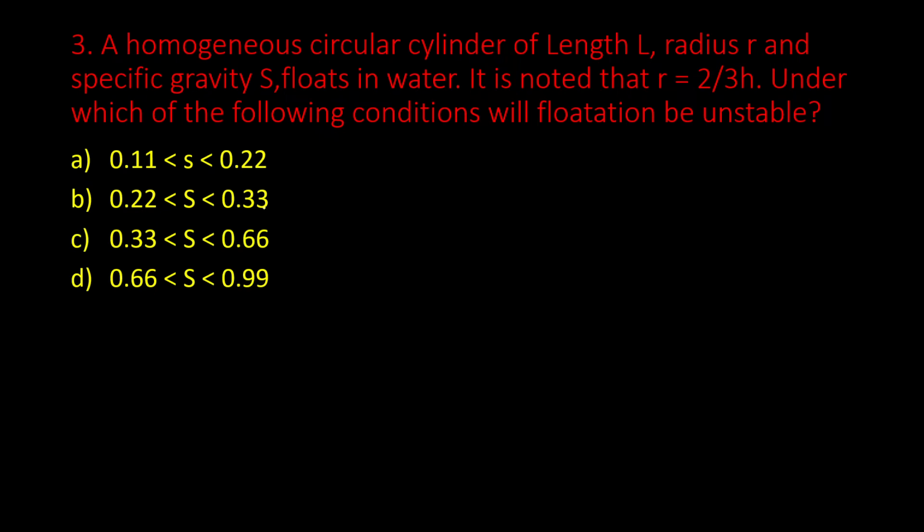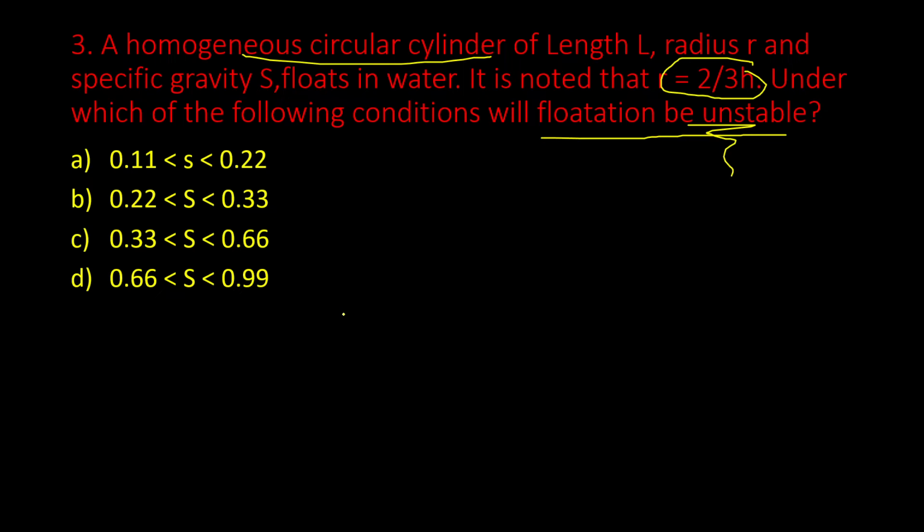A homogeneous circular cylinder of length L, radius r, specific gravity S floats in water. It is noted that small r is equal to 2 by 3 h. Which of the following condition will flotation be unstable? So we have to find the condition of specific gravity for which the flotation of this circular cylinder will be unstable, and we are also given r is equal to 2 by 3 h.